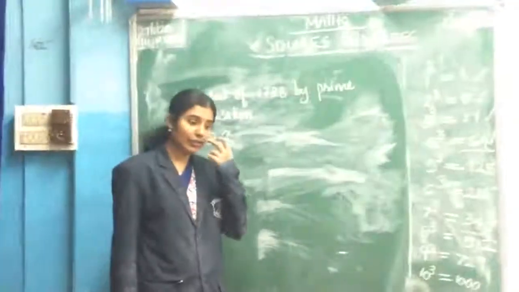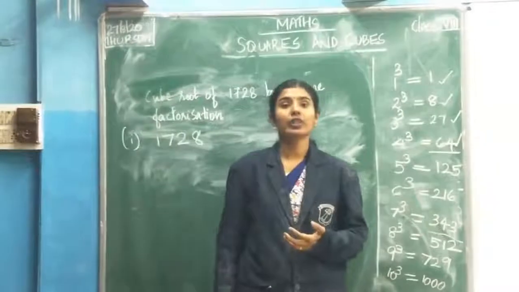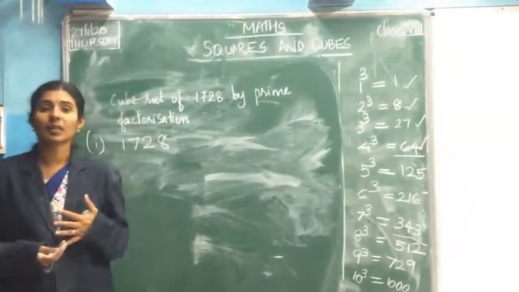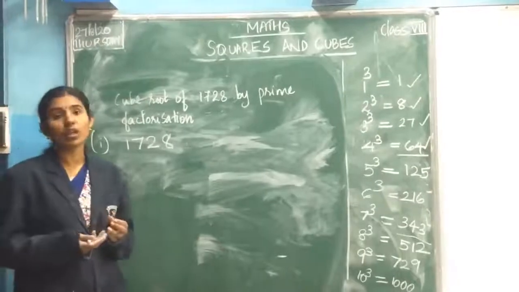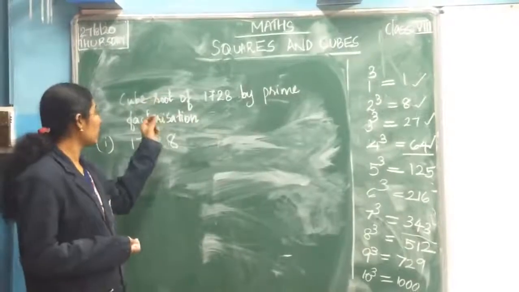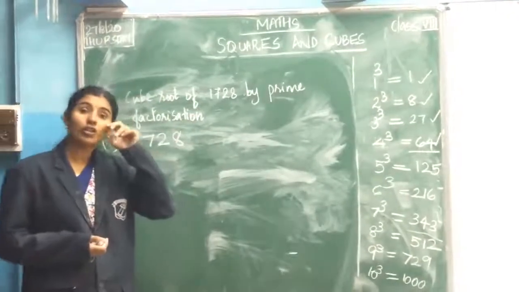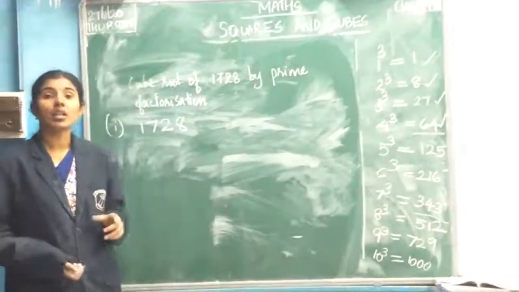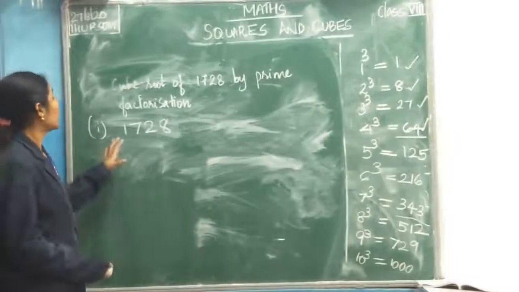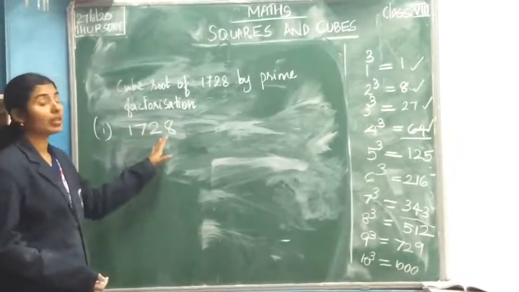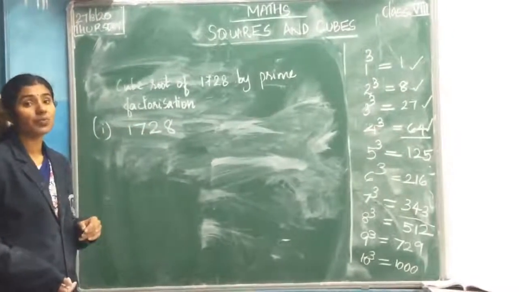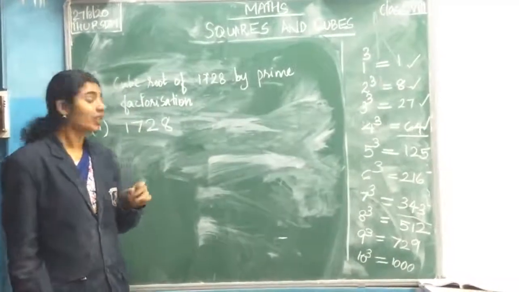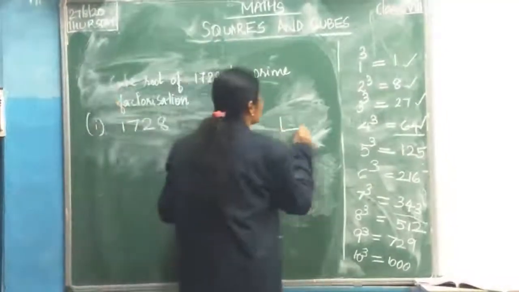Now, when you are given small numbers, you know how to find the cube root. But if you are given large numbers, how do you find the cube root? For that we use prime factorization. You know how to factorize a number. For example, the first one, 1728. First of all, we should factorize this number.